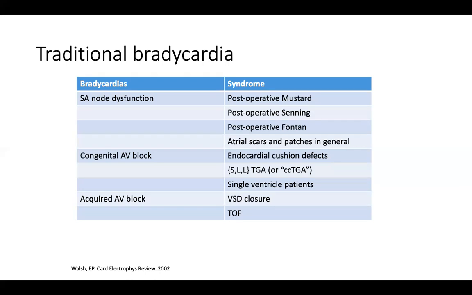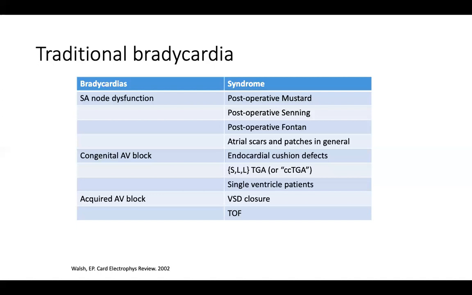And I put in here the segmental anatomy SLL. But for those of you who get deeply interested in how congenital heart disease patients actually present, that's not the only one of these anatomies that happens in. It's just the most common. And then single ventricle patients, people who are having those Fontan or single ventricle operations that I talked about. And then finally, there's acquired AV block.